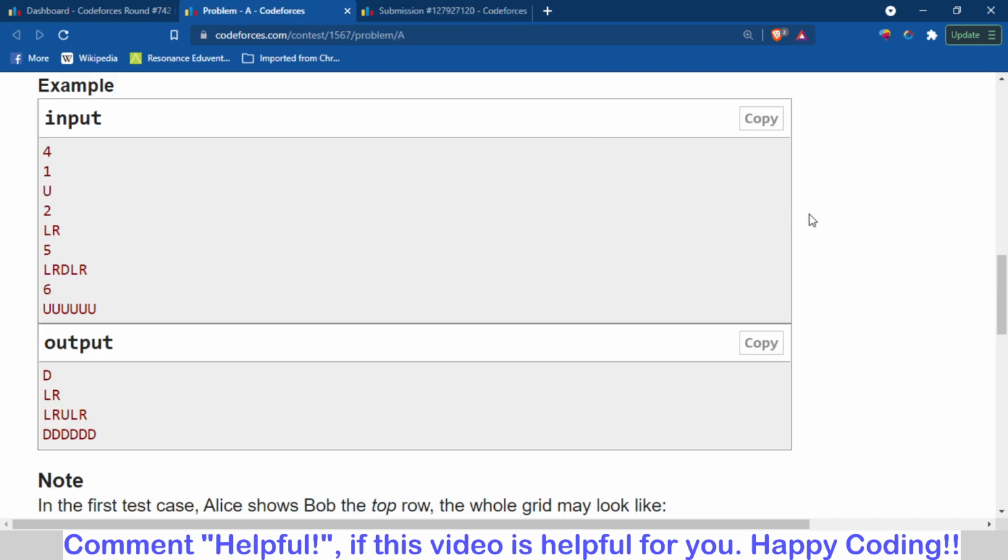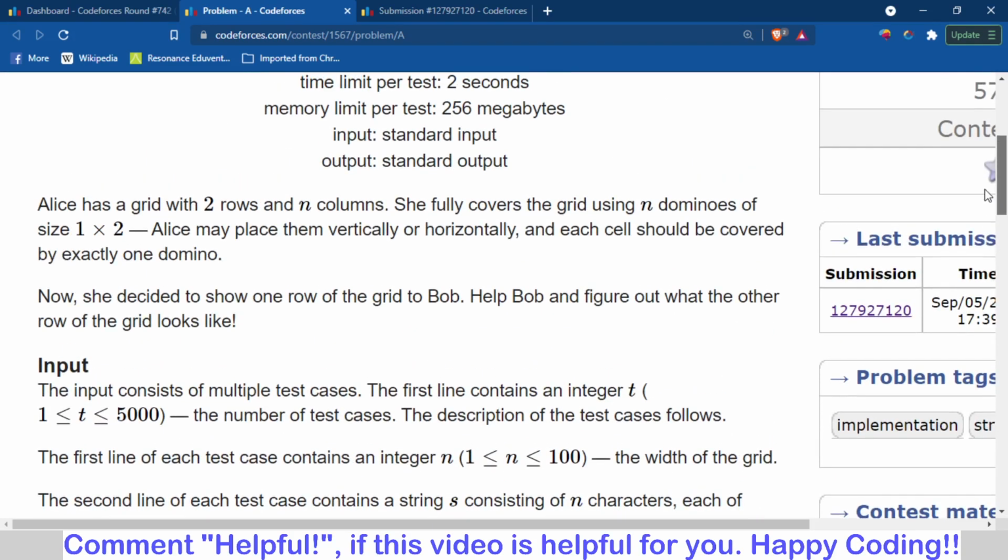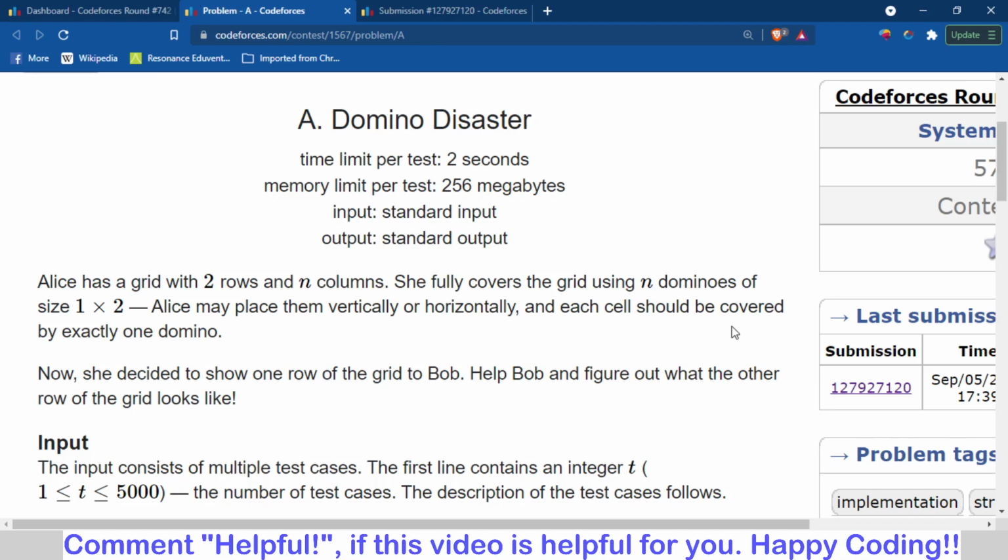So it's a very easy problem. I hope everyone of you has done this problem, or maybe got the wrong answer because of some silly errors. So it's okay.